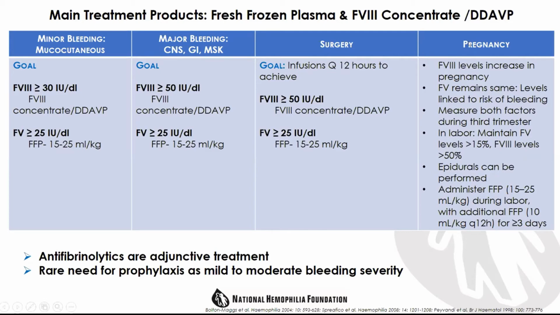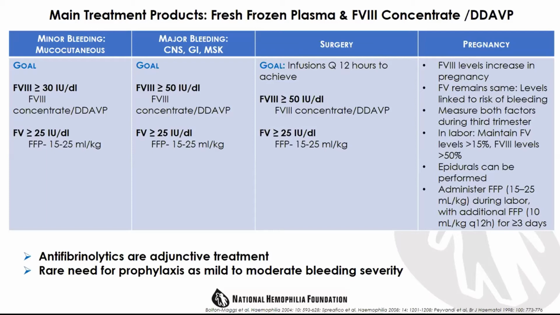Pregnancy is a unique situation because factor 8 increases during pregnancy due to the effect of estrogen. Factor 5, however, remains the same. It is important to measure these levels during the 3rd trimester, and during labor, one should aim to keep the levels of factor 5 at more than 15% and of factor 8 at more than 50%. If you can keep these levels, the pregnancy will go smoothly.